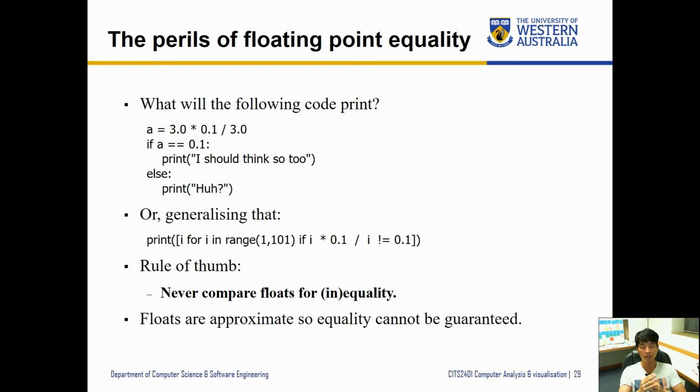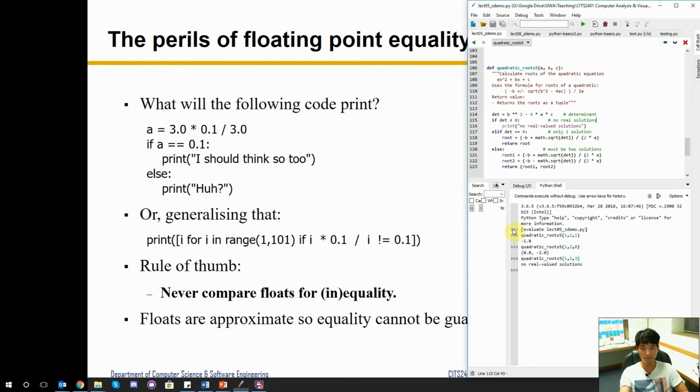Okay. And finally, this is a note about float point comparison. So I believe I covered a little bit when we were doing the Python basics, but if you're dealing with float points, never ever compare them to check whether they are the same value or not. So here's an example. So a equals 3 times 1 divided by 3.